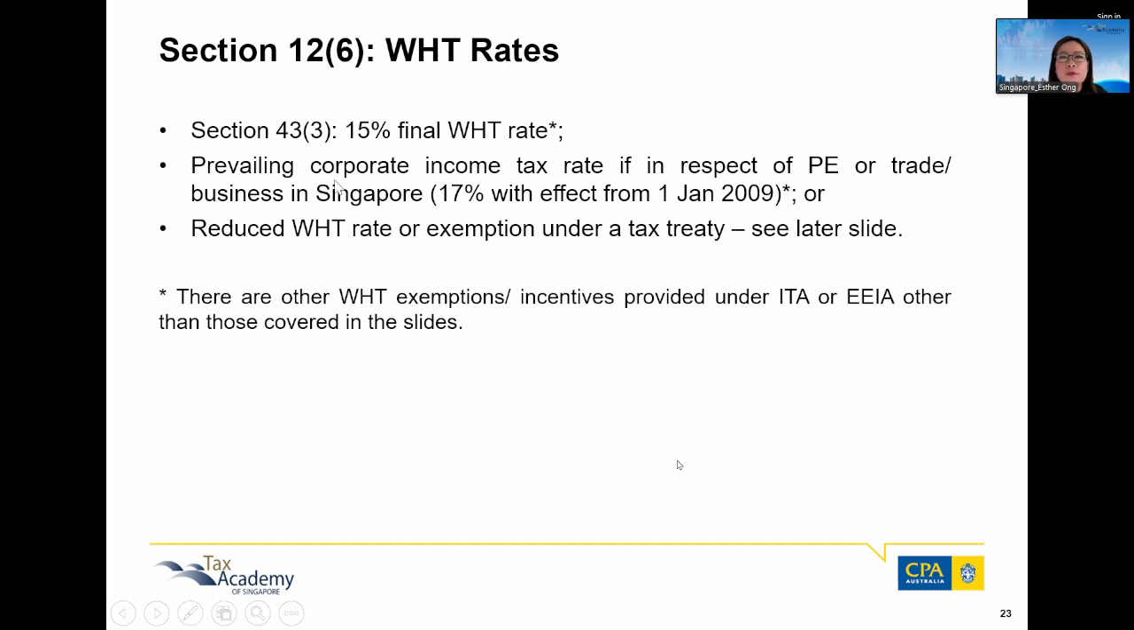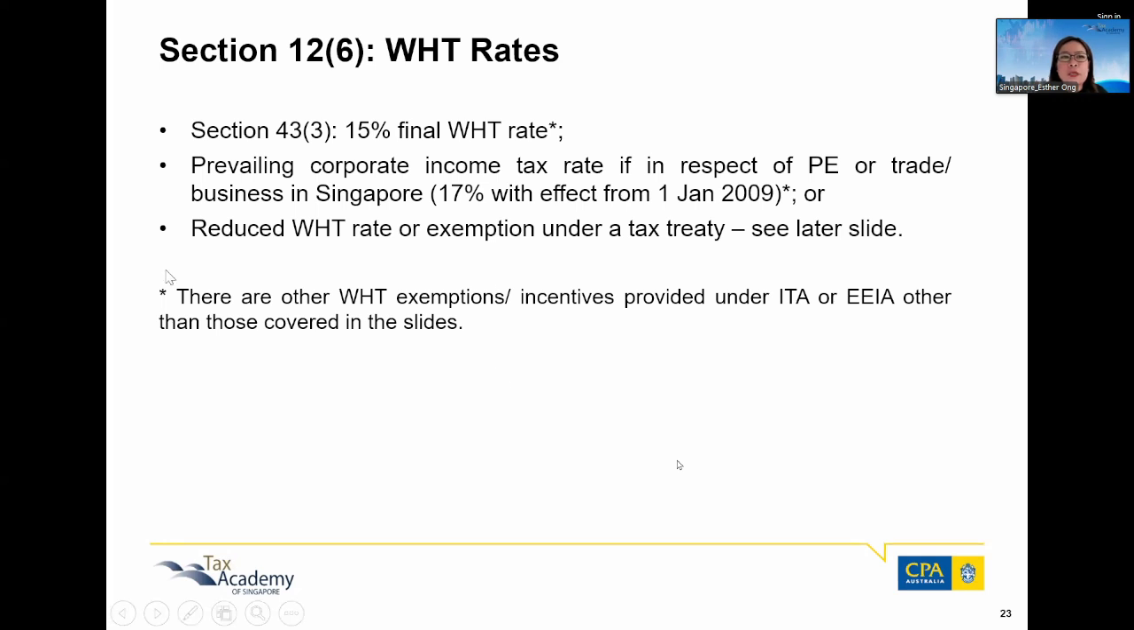However, if the non-resident has a PE or trade in Singapore, it can also opt to be subject to withholding tax at our prevailing corporate income tax rate, which is currently 17%. And then what this non-resident will do is to file a return with IRAS on the gross interest income and claim the relevant tax deduction.